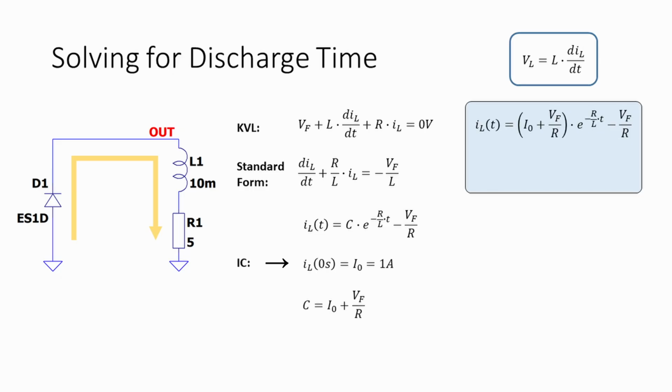Next, we know that at time 0, when the load switch begins to turn off, the current is at steady state, which is 1 amp for this example. You can use this as the initial condition and solve for C. This will give you the full solution for the inductor current.